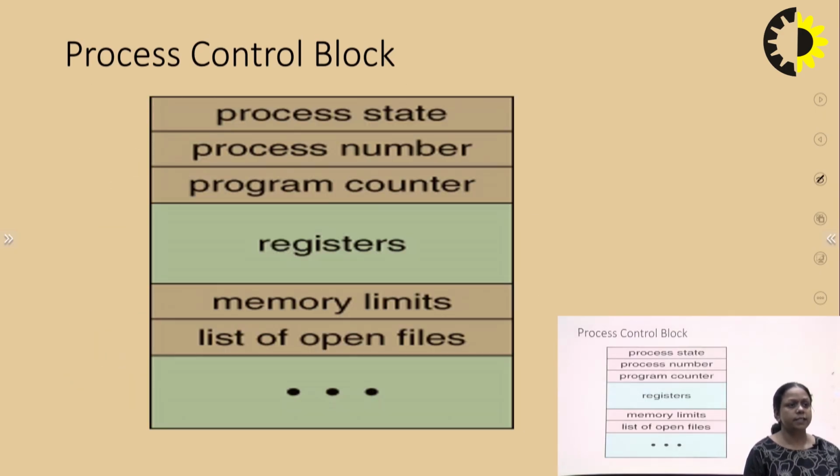So you can see this is a diagram of the process control block, which can have these different types of information: process state, process number, program counter, registers, memory limits, and list of open files. All this information is known as a process control block. So we can say that this is the information related to the process which is required later on.